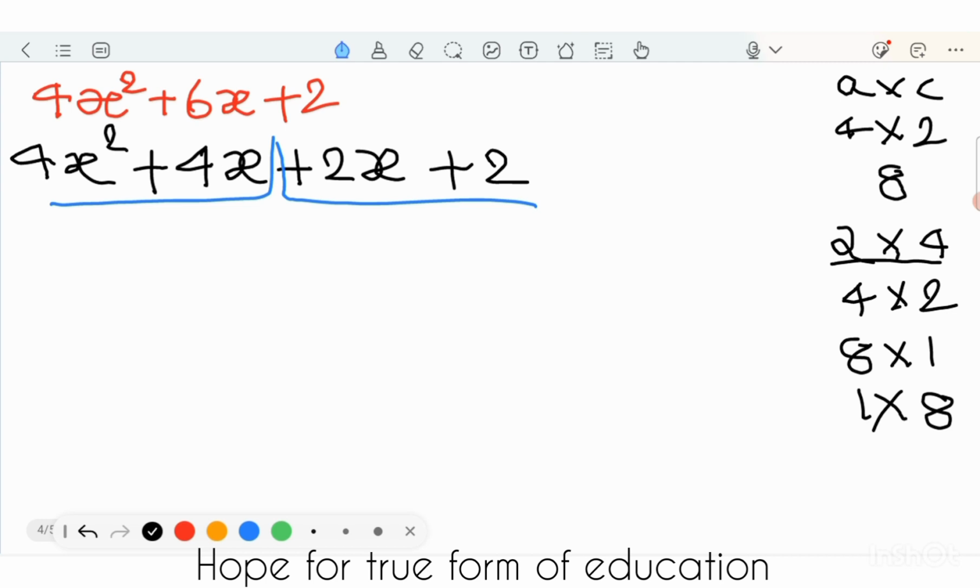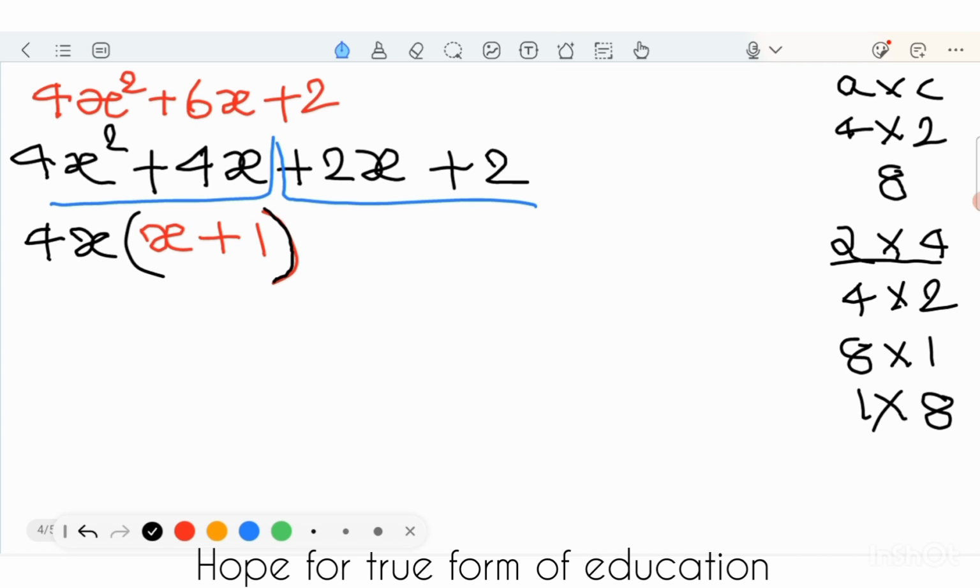4x square and 4x. What is common in both of the terms? 4x. So 4x brackets x plus 1. 4 into x is 4x square plus 4 into 1 is 4x. So we successfully done the first part, okay. First one is done. Now the second one.